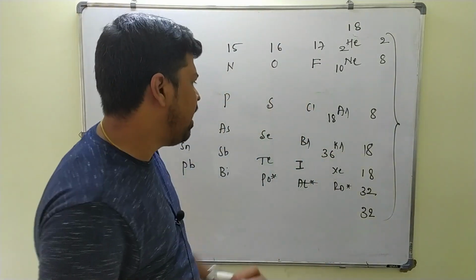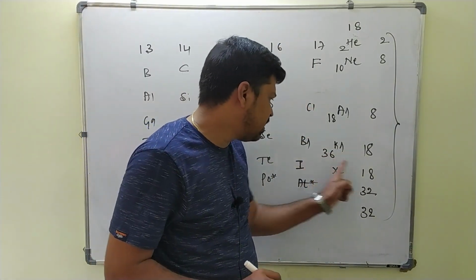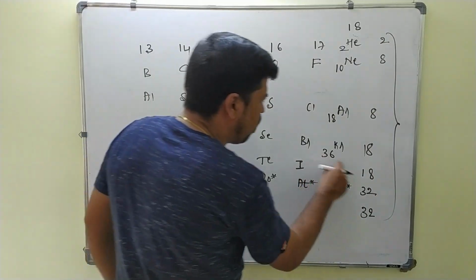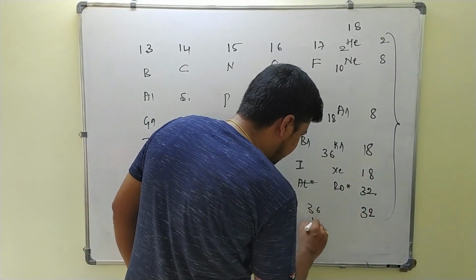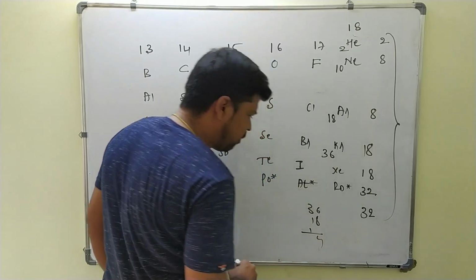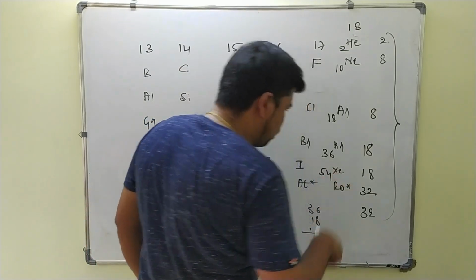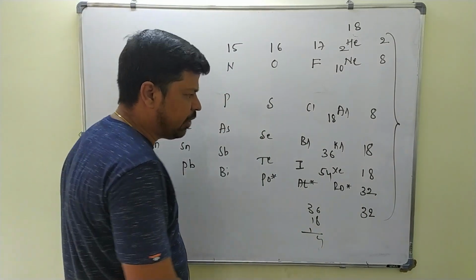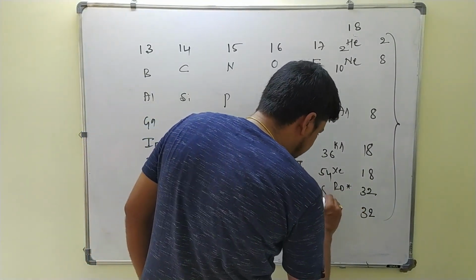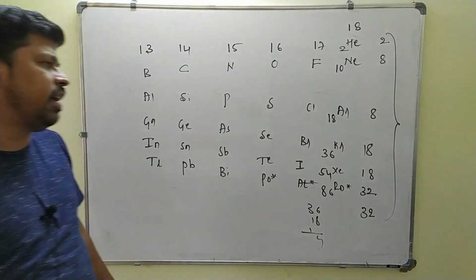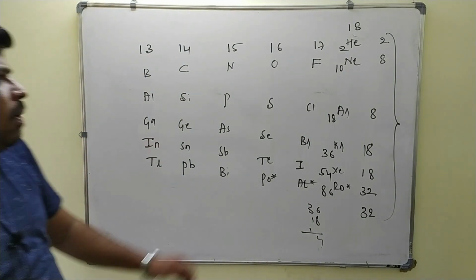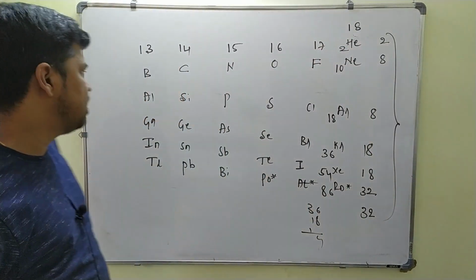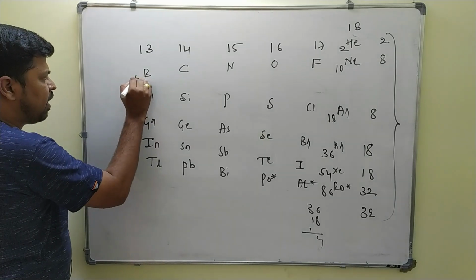This is the atomic number of krypton. Next to this 36, again you have to add what? 18 here. 36 plus 18 is how much? This is 54. The atomic number of xenon is 54. For this 54, again you have to add what? 32. This becomes 86. This is how you can write the atomic number of each element by using these magic numbers.